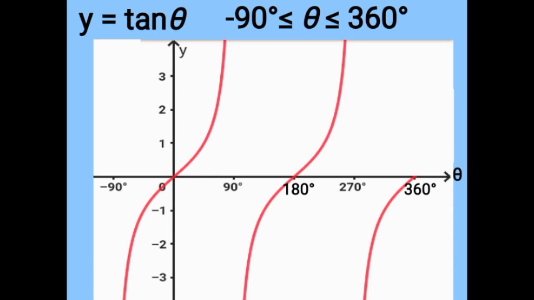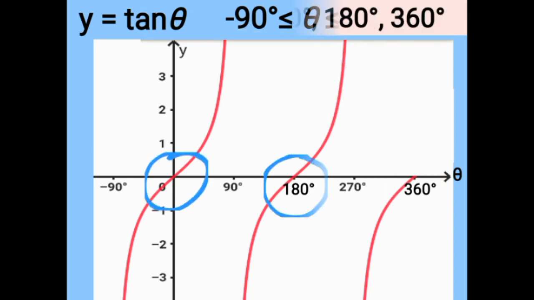Now, as I said earlier, the graph of tangent repeats itself after a certain interval period. So, if we look at our graph, we can see this graph repeats itself every 180 degrees period. So, I'll use this arrow to show it here. As you can see, the graph y equals tan theta crosses the x-axis, in this case theta, at 3 points in this given range of angles. So, here are the 3 points.